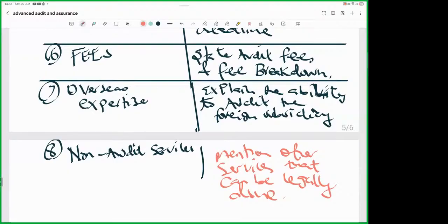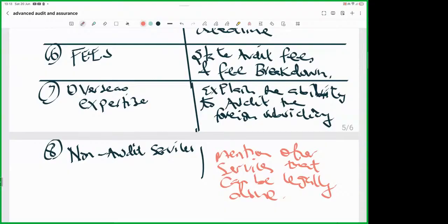Deadline. So the plant wants a quick audit. I will explain that the deadline should allow me to get sufficient, appropriate audit evidence, and that quality shall never be sacrificed. So I'll be able to propose a practical, feasible deadline.